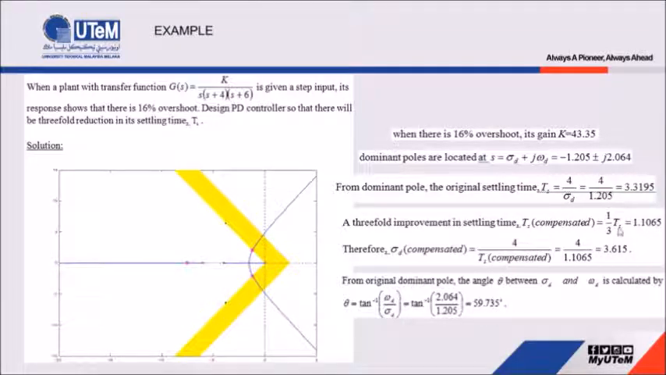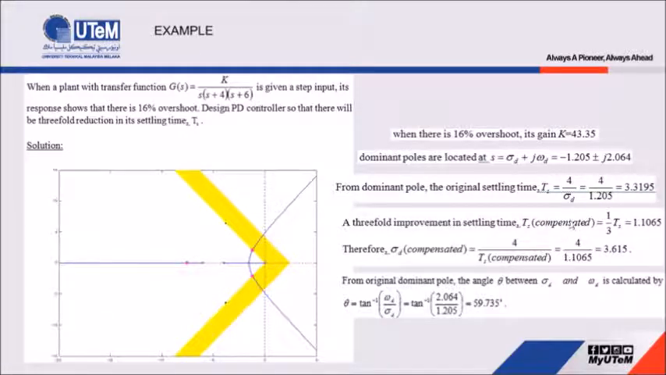1.1065. Okay, that means in order to design this controller, we have to make sure Ts becomes 1.1065. To get this value, we have to find the new value for sigma d. Based on the formula for Ts, we can calculate sigma d equal to 4 divided by Ts compensated. So the result becomes 3.615. That means in order to design this controller, we have to make sure this zeta omega n or sigma d is at negative 3.615.